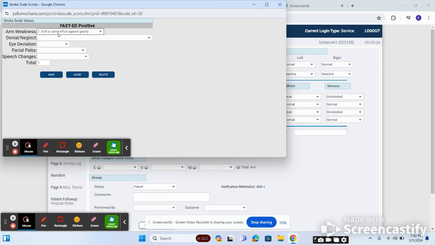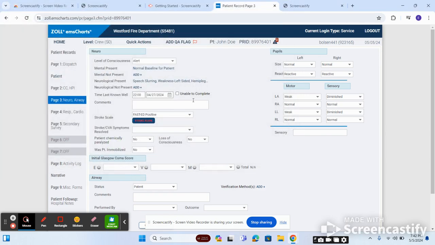So he's got some weakness on one side, denial or neglect. We'll say that he's got some sensory deficit. His eyes are deviated. We said earlier that they were forced deviated to the right. He's also got some facial weakness, and he's got speech changes. Now, because he's not aphasic and is still able to communicate, but has thick speech, like I do right now, we're going to say it's mild or moderate. So it gives us a FAST-ED score of 6. So we know right now when we call Lowell General for the stroke alert, his FAST-ED score is 6.